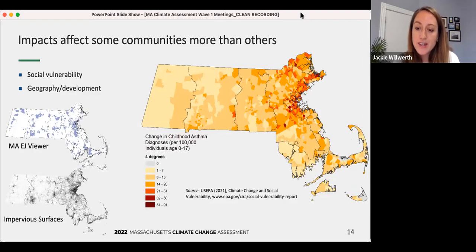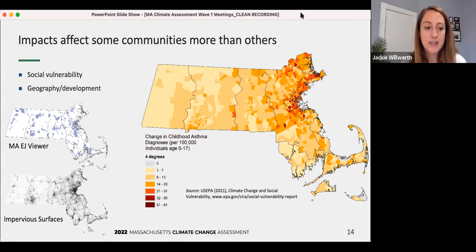Just to illustrate this point, we have an example here which shows the increase in childhood asthma diagnoses per 100,000 children. This is from a previous study by the Environmental Protection Agency. And you can see that even when we're controlling for population, there is an unequal distribution of where these new cases are projected to occur in this map.